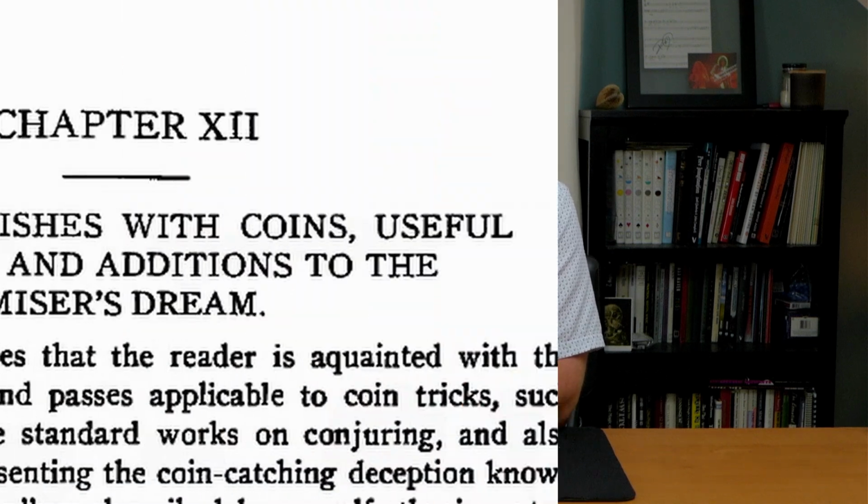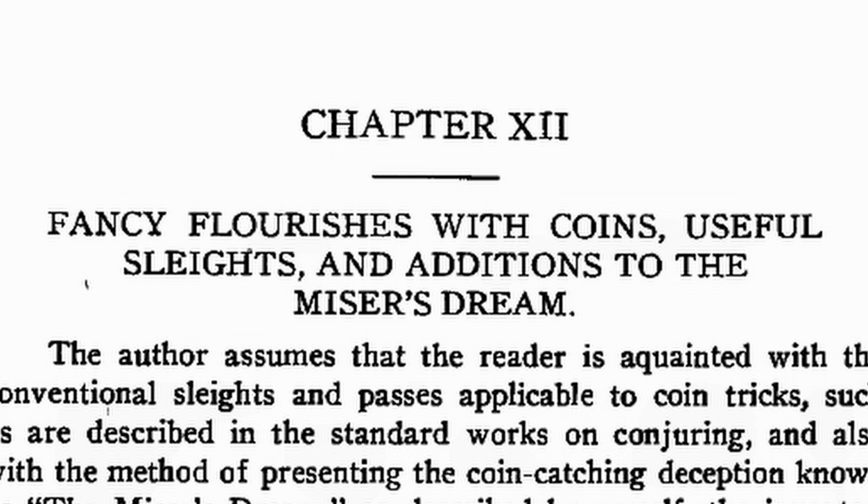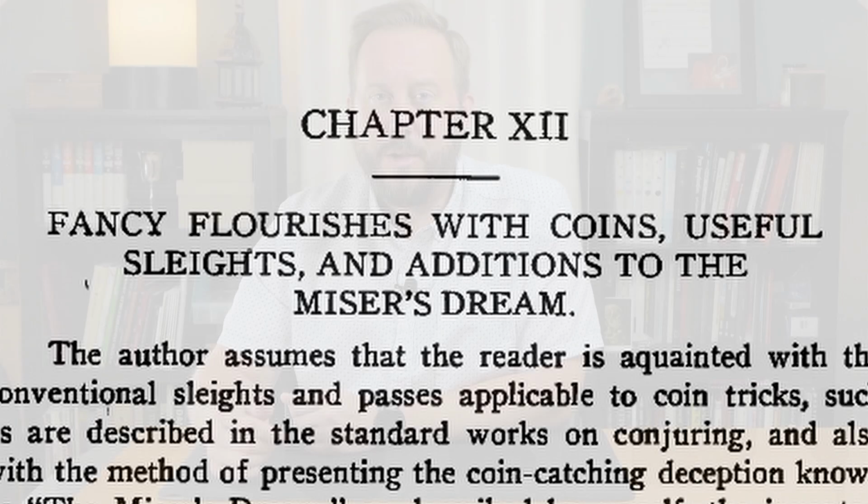So as you're reading The Art of Magic, the first half of the book is mainly card magic, but as you get to chapter 7, which is titled Fancy Flourishes with Coins, Useful Sleights, and Additions to the Miser's Dream, the first thing we're introduced to is what will become the retention of vision vanish.